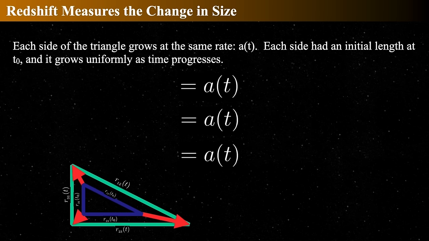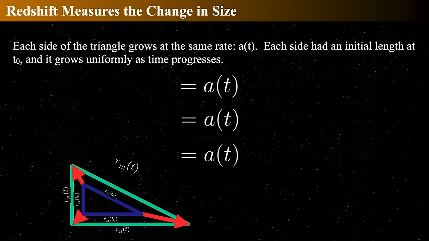Now let's capture the time functionality of the change of the sides of the triangle. Whatever happened to maintain its shape, all the sides grew in exactly the same way, meaning the scale factor function was the same for all three sides. I'll call that scale factor a as a function of t, or a of t. We don't know the functional form of a of t. It could be a wild function of time, or very simple. It just applies to all sides equally.